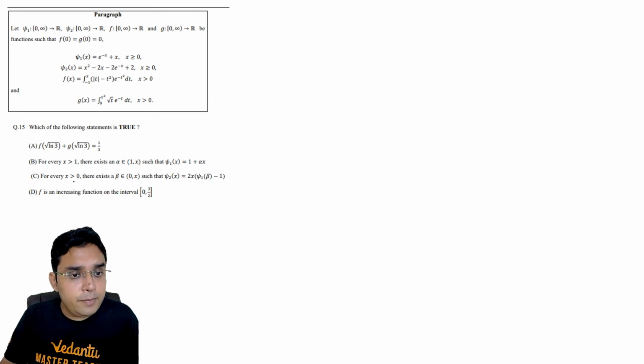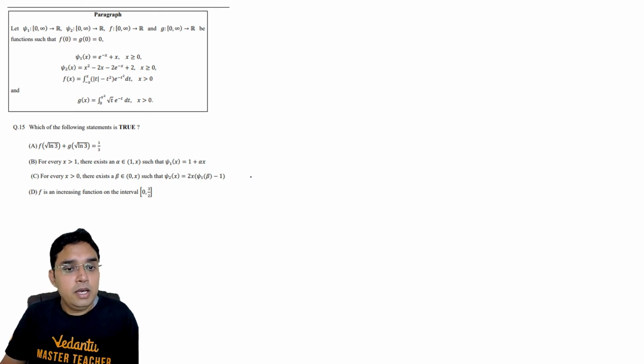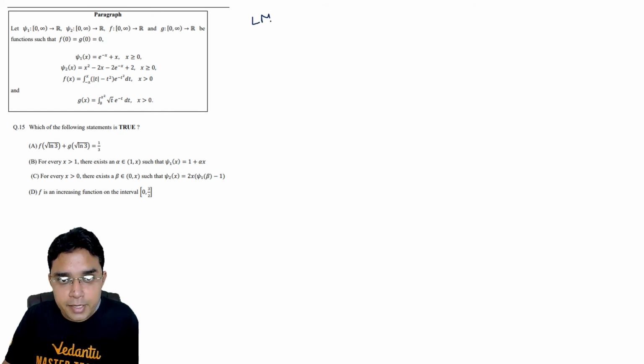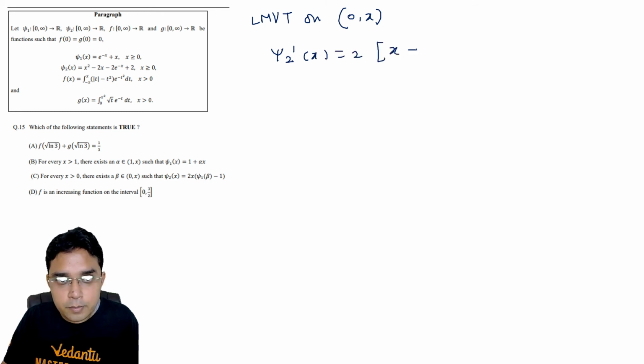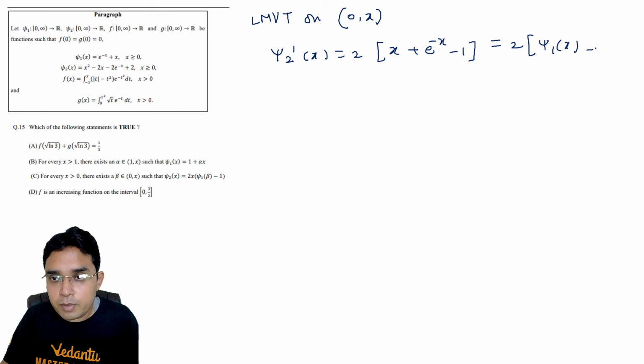Okay, now coming to part C. C says for every x greater than 0, there exists beta belonging to (0, x) such that psi2(x) is equal to 2x into psi1(beta) minus 1. Now to do this, I will apply LMVT on [0, x] for the function psi2(x). You can see psi2 dash x is equal to 2 times (x plus e power minus x minus 1), which is 2 times psi1(x) minus 1.